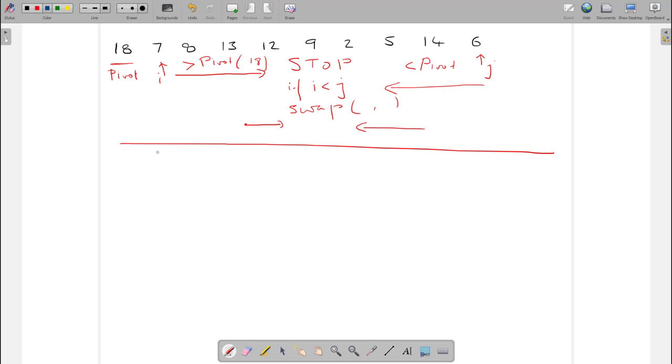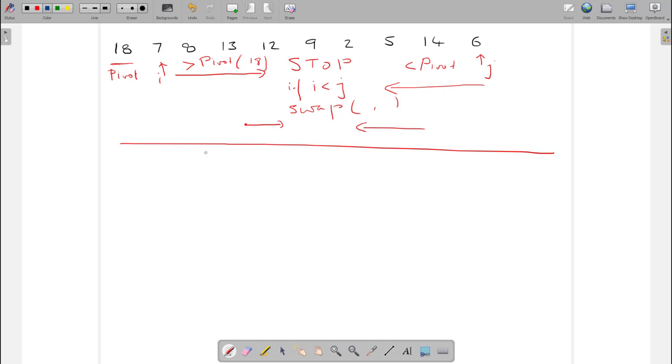Eighteen is a pivot element, so we have to compare against it. We start with 7. Is 7 greater than 18? No, it is not. 8, it is not. 13, it is not. 12, it is not. 9 is not. Actually, 18 is the biggest element in this entire array, so we'll end up having I go till 6th. But J is also pointing to 6.